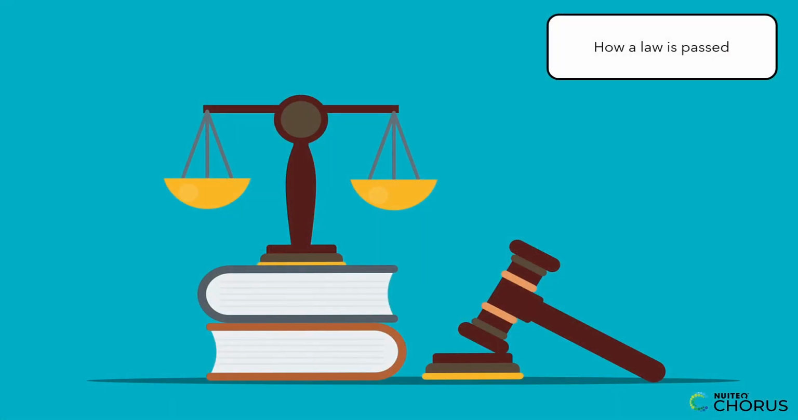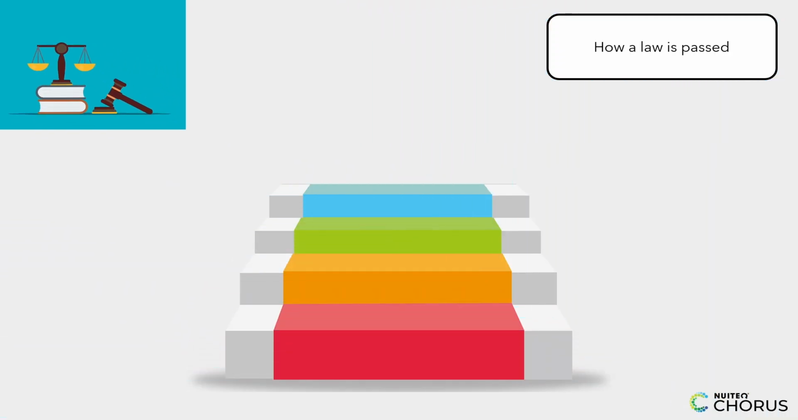Let's begin with a straightforward example: the process of passing a law. This example shows the key steps involved. Proposal. A member of the legislative body introduces a bill. Debate. Lawmakers discuss and debate the bill's merits. Vote. The bill is voted on. If it passes, it moves to the next step.